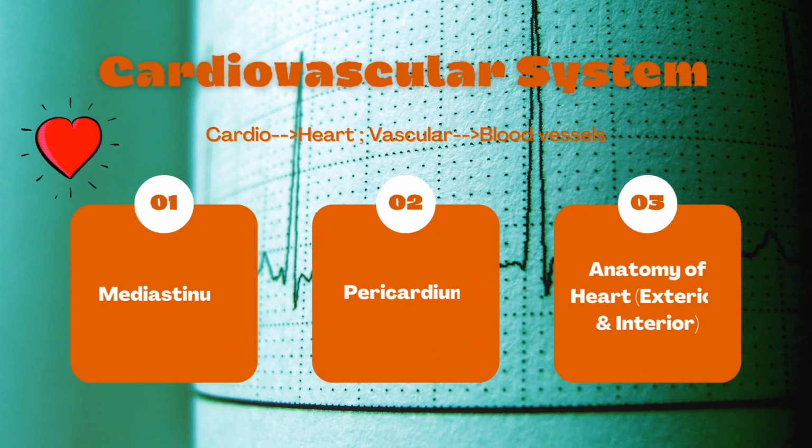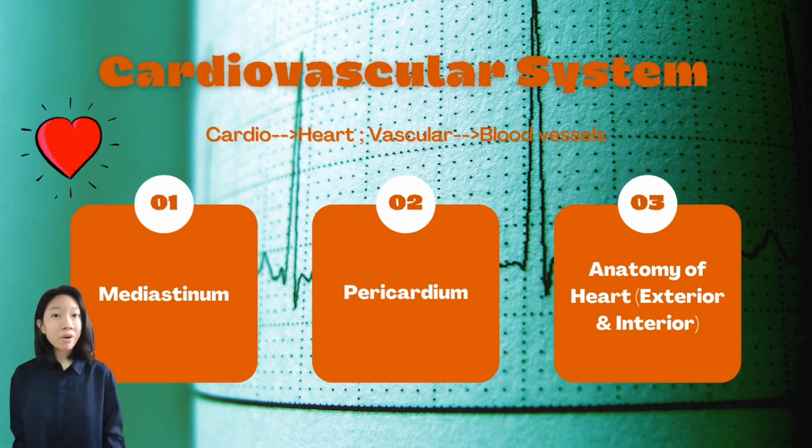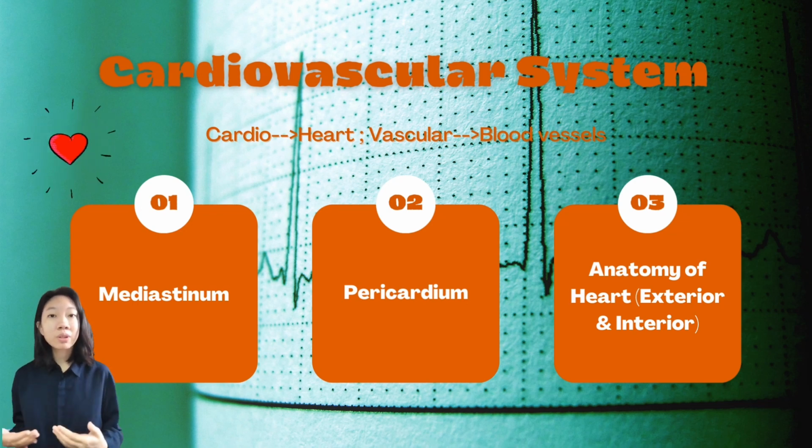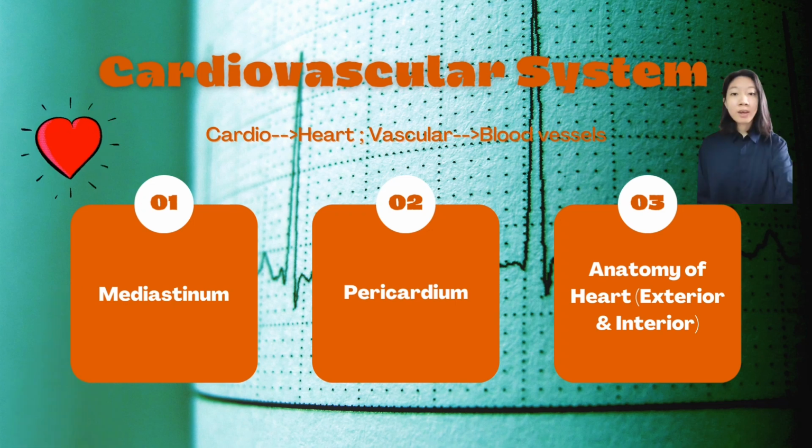This presentation focuses on the mediastinum, pericardium, and anatomy of the heart exteriorly and interiorly. Basically, for our cardiovascular system to function, the blood will pump out from our heart and be transported by a vascular system consisting of a network of blood vessels. That's why it's called cardiovascular system, because it's a combination of your heart and the blood vessels to carry out the function.